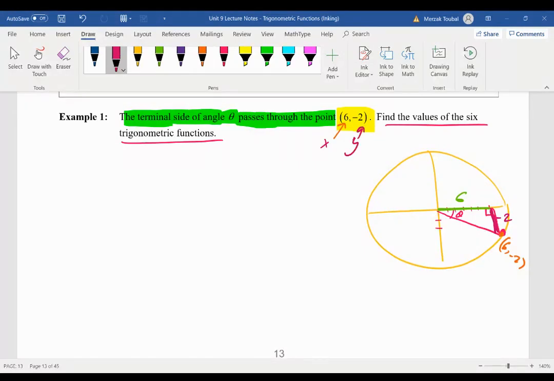So 6, -2. Now, we still don't know what the hypotenuse is, so we have to find it using the Pythagorean theorem. Let's label it with c for now. So c squared equals 6 squared plus (-2) squared. So c equals the square root of 36 plus 4, which is the square root of 40. And can we simplify the square root of 40?